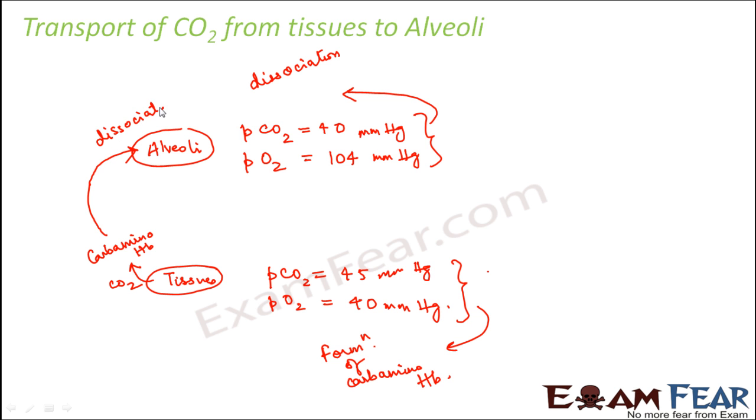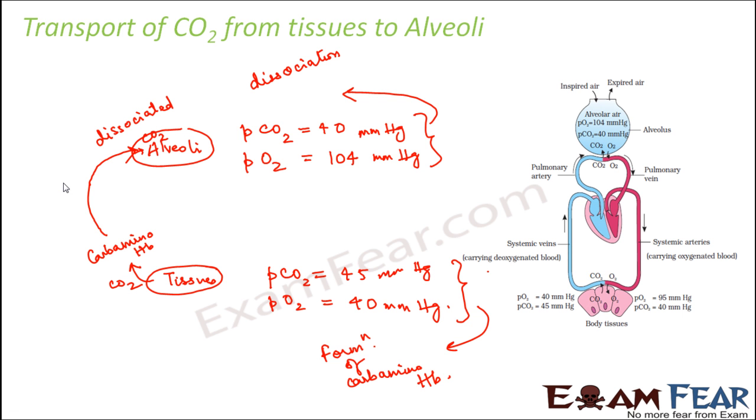So as a result, this will get dissociated, and when it gets dissociated, what will happen? CO2 will be released. So CO2 will be released into the alveoli. That is how CO2 is transported from tissues to alveoli. So if you look at this entire process here also, you will see this deoxygenated blood you see here.